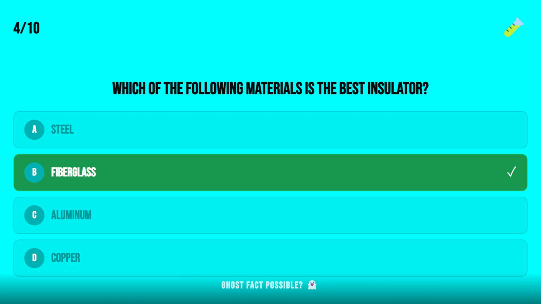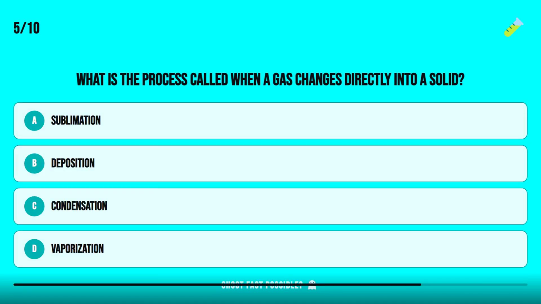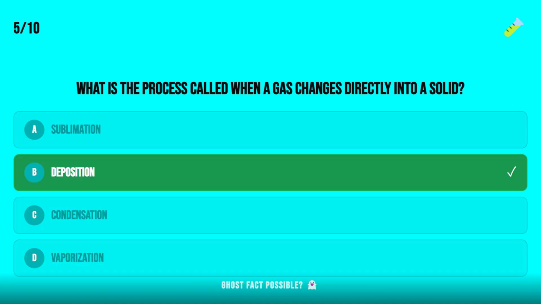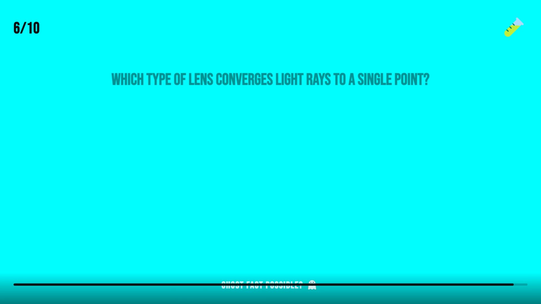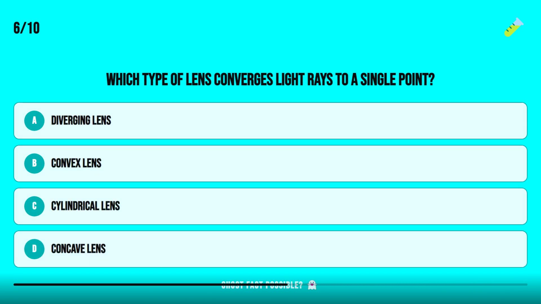Correct, fiberglass. What is the process called when a gas changes directly into a solid? You got it, deposition. Which type of lens converges light rays to a single point?